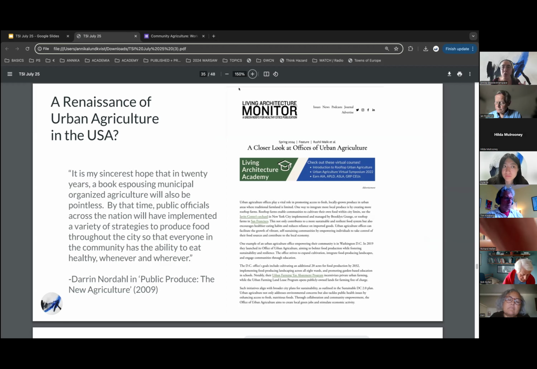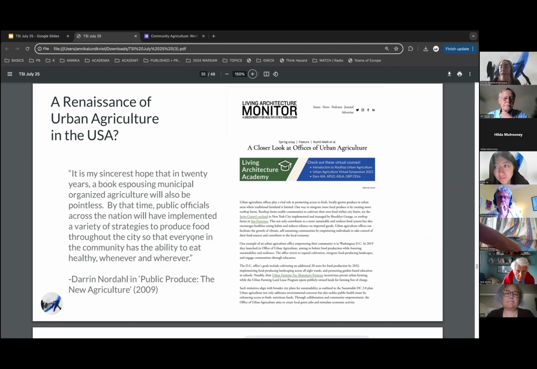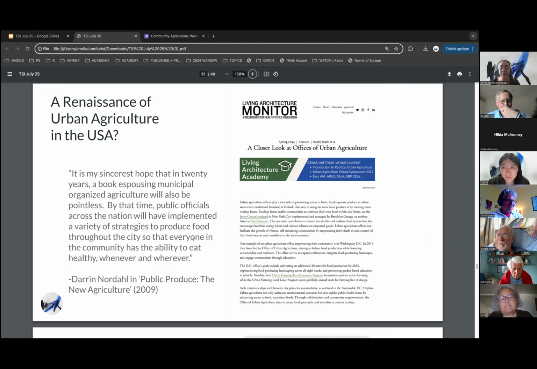What I find fascinating is going back to the book, Public Produce, which was published in 2009. He states basically he hopes that in 20 years, such a book as this does not need to exist, because by this time we will have already implemented a variety of strategies to produce food throughout the city. So I think that's fascinating when a person publishes a book proposing an idea saying, I hope this idea doesn't even need to be presented in 20 years. And here we are, not quite 20 years later, but we have, at least in the States, this movement of offices of urban agriculture developing. You can, of course, look that up and see a lot of really interesting things going on there.